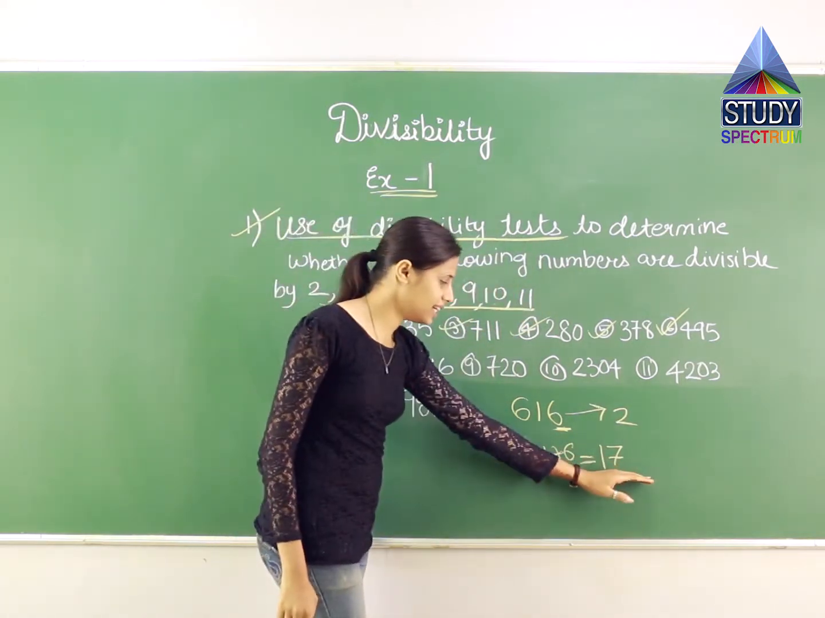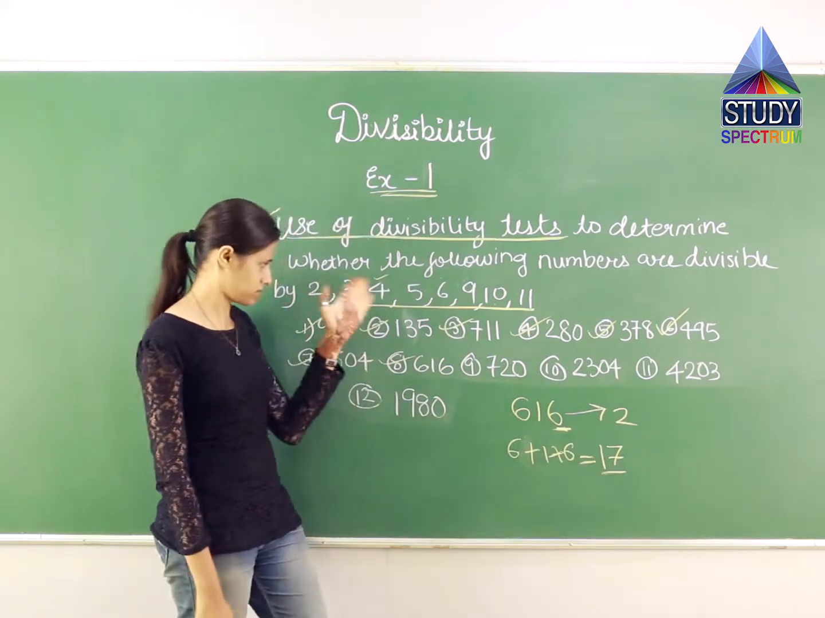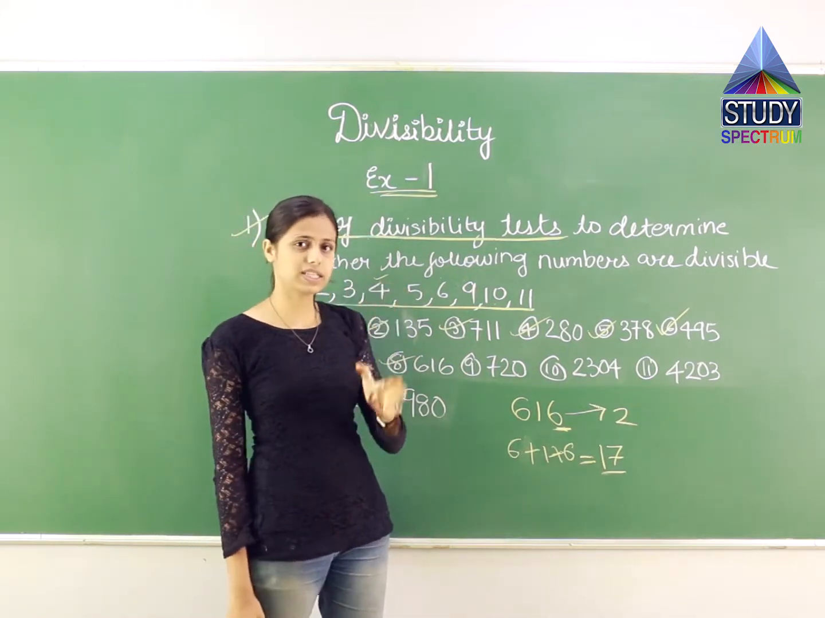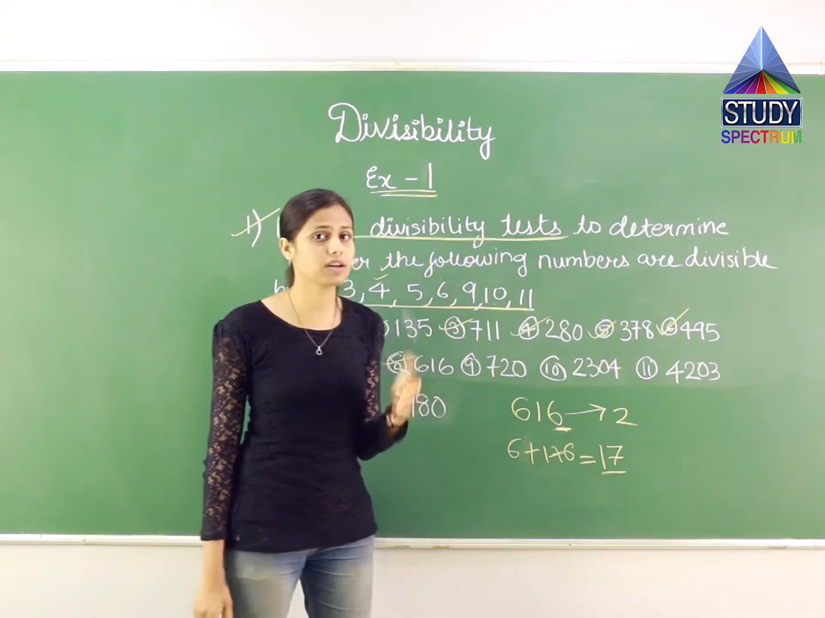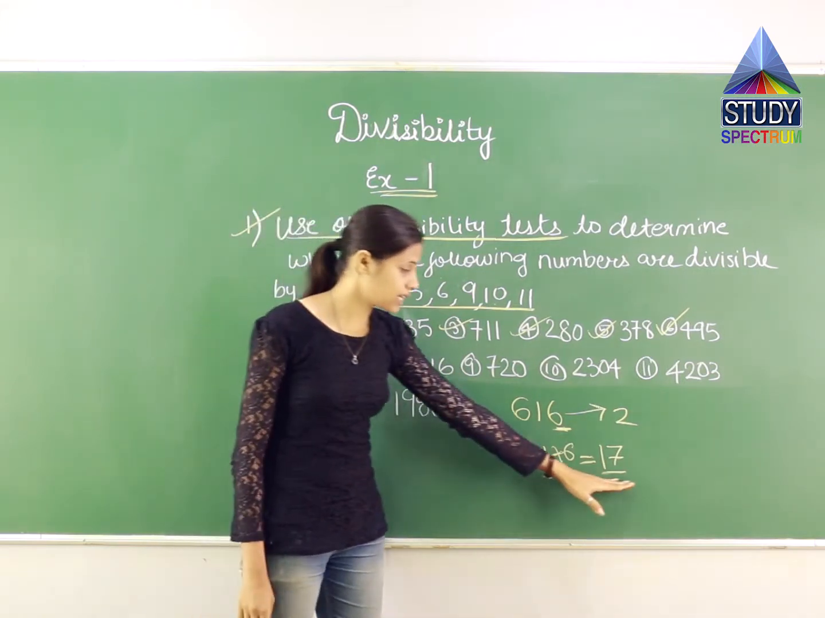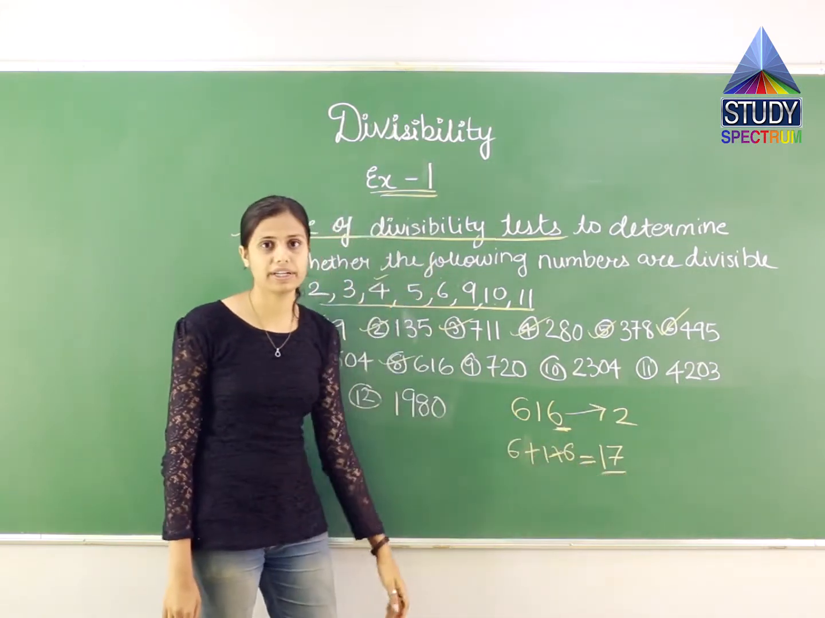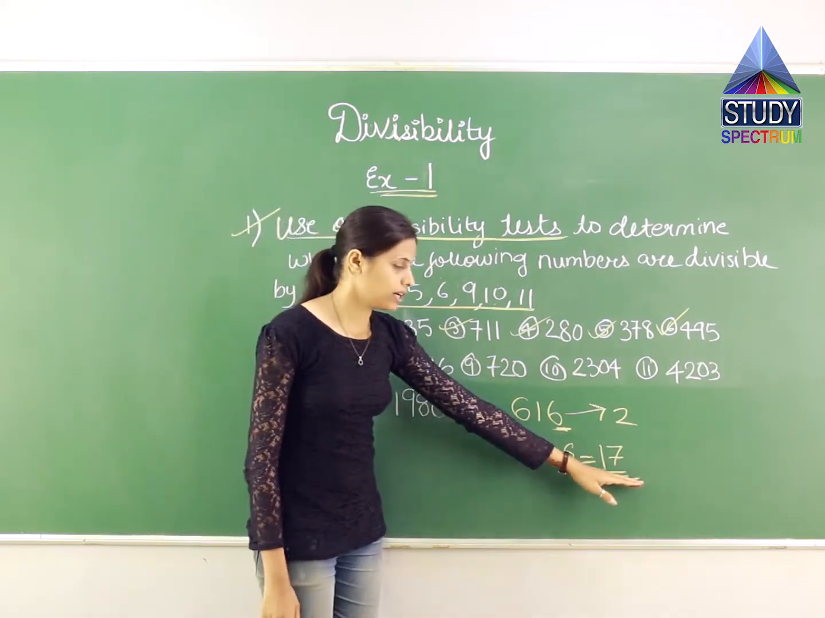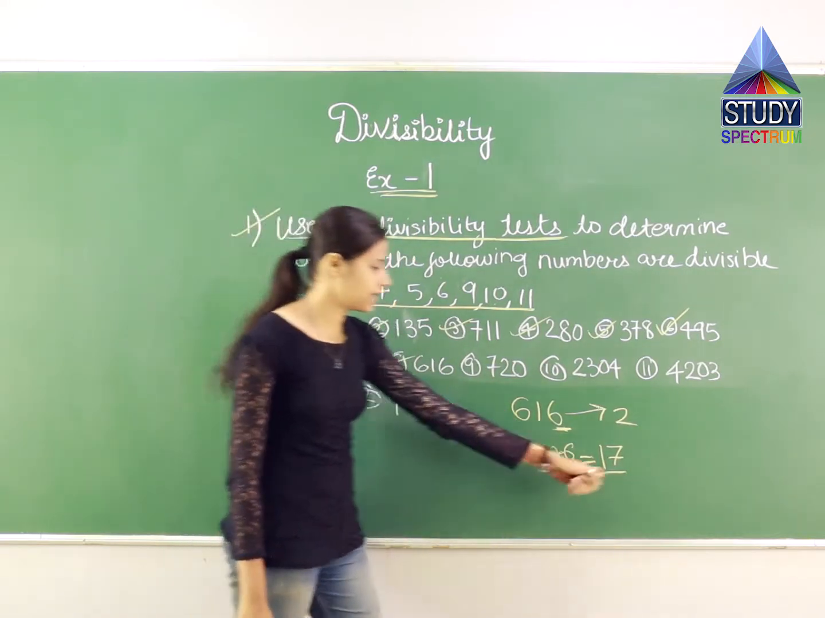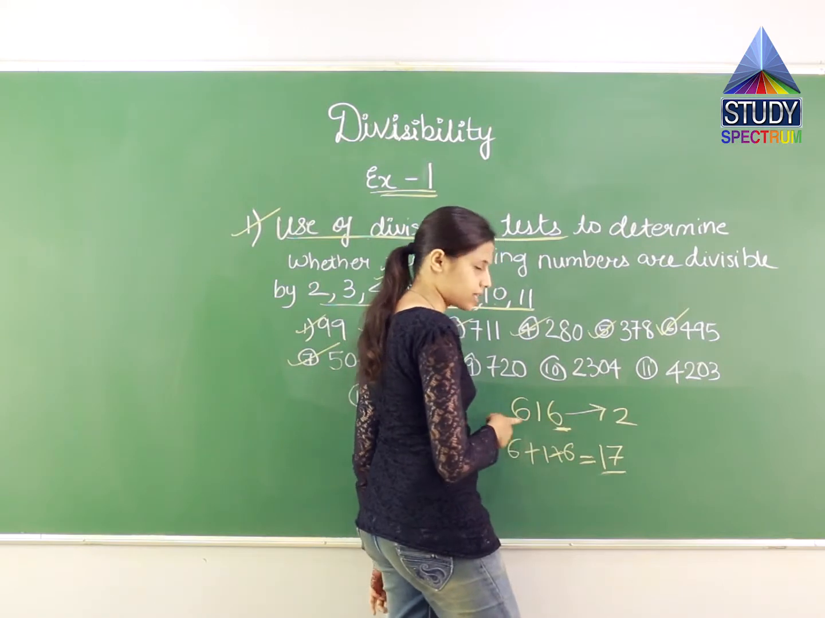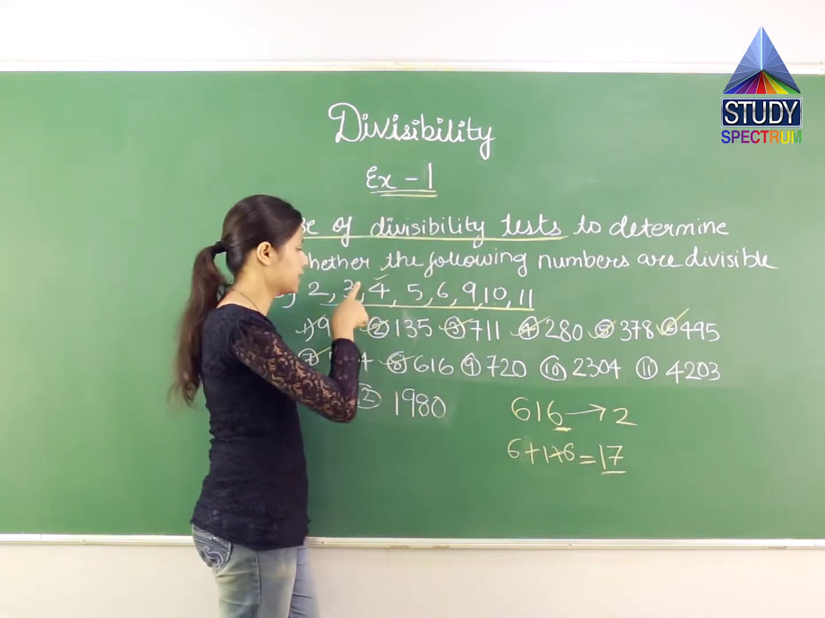Is 13 divisible by 3? 3 1s are 3, 3 2s are 6, 3 3s are 9, 3 4s are 12, 3 5s are 15. I don't have 13. Means what? It is not divisible by 3. So I can say that this number, that is 616, is not divisible by 3.